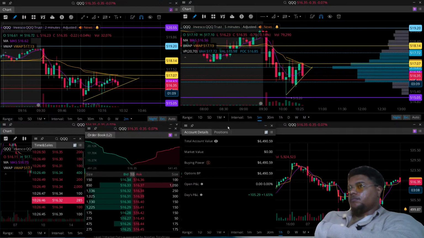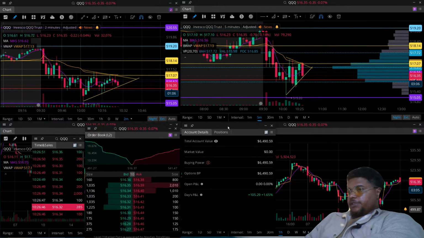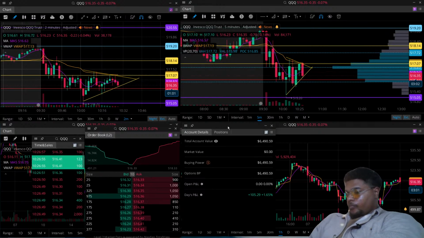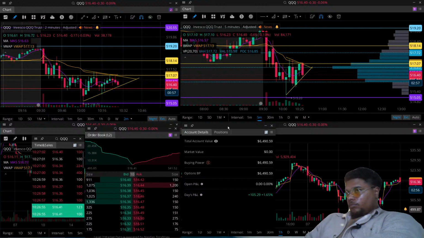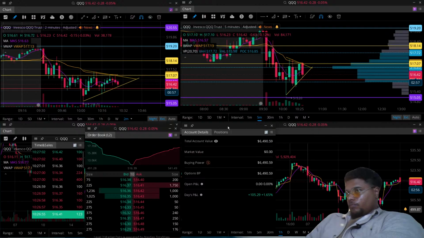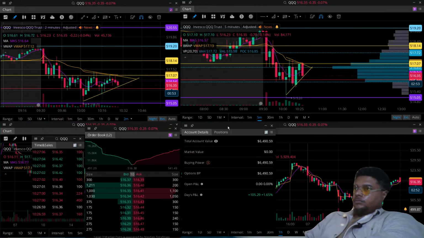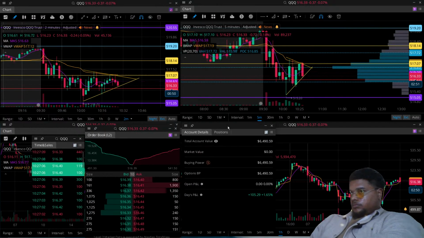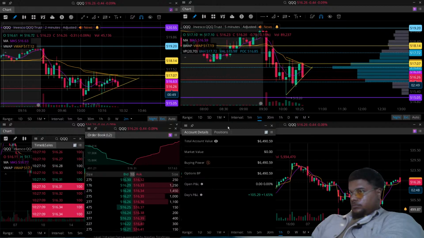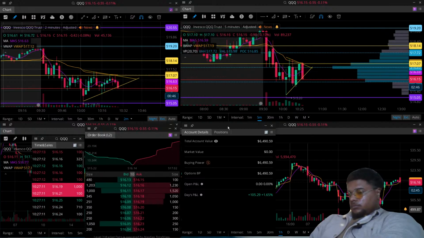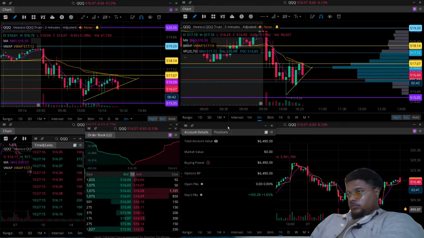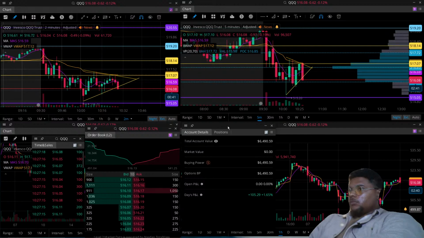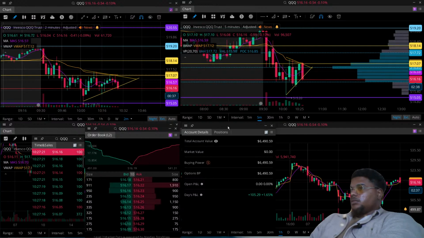Seems like there's gonna be a break below the wedge. See if it's gonna close like that. Probably not.